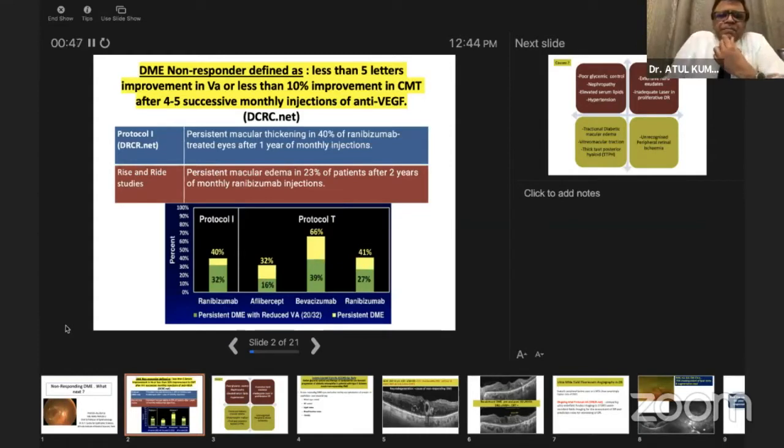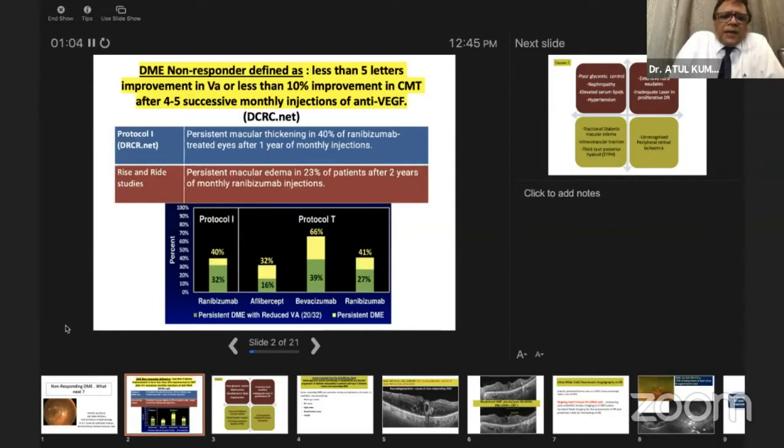defined as the non-responder, because less than 5 letters improvement in visual acuity or less than 10% improvement in the central macular thickness. So that's approximately the definition, which is very important to know. And it's the drcr.net which actually defined this definition.